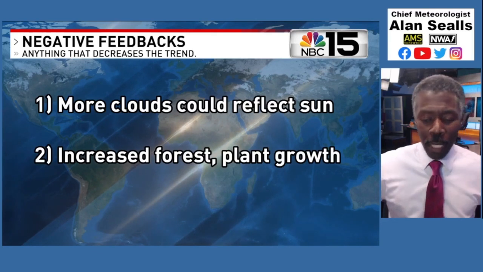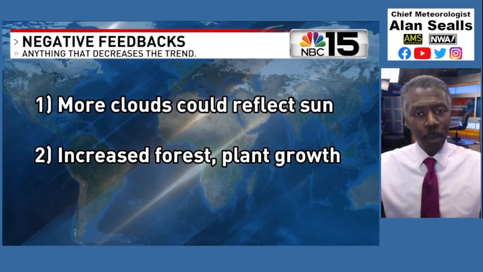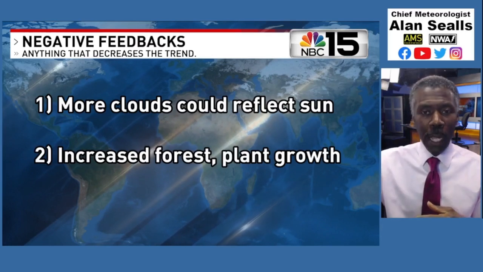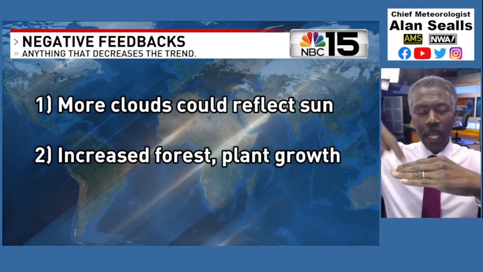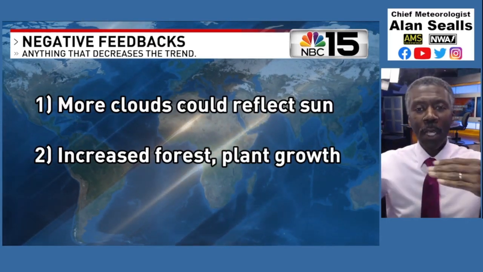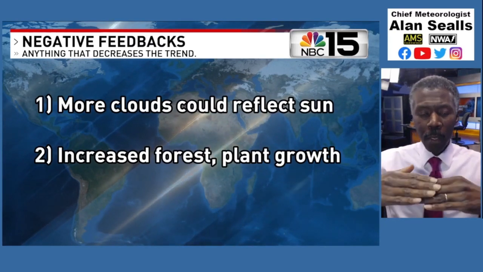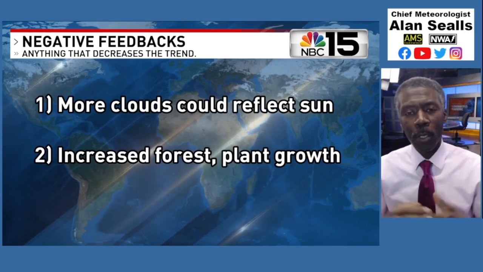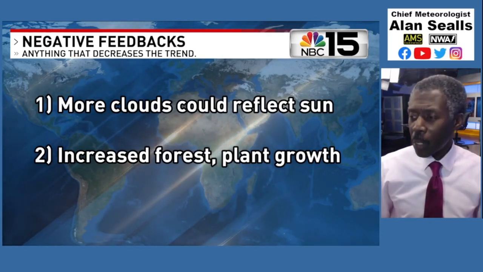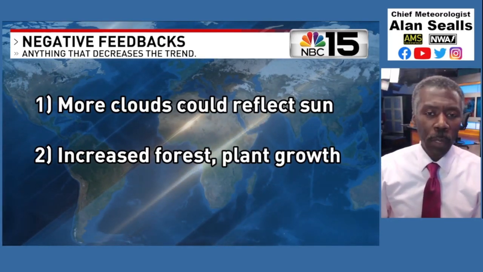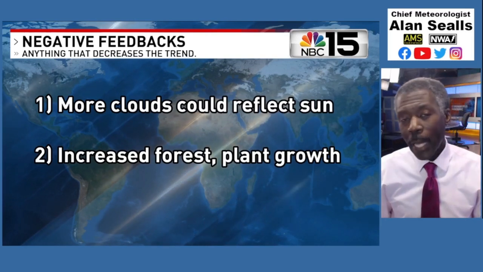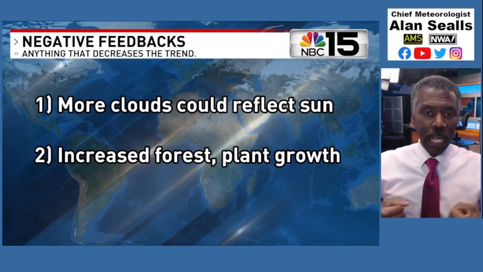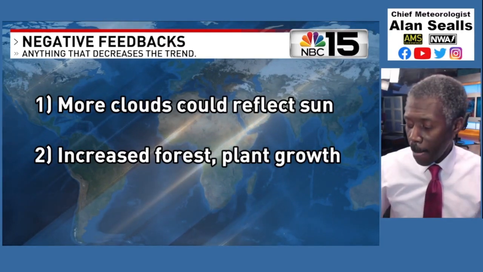You heat the Earth, the Earth is warmer, more evaporation. It could create more clouds. And if you create more clouds, the clouds can reflect more sunlight back to space. So in other words, a negative feedback stops or slows what's happening. That's a possibility. The other possibility, the one we hope for, is that plants and forests will thrive, and as they do so, they take in the carbon dioxide.